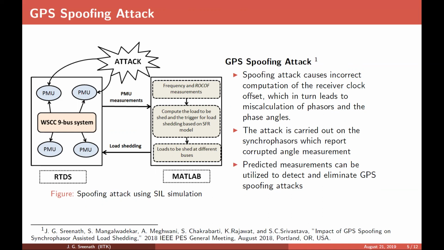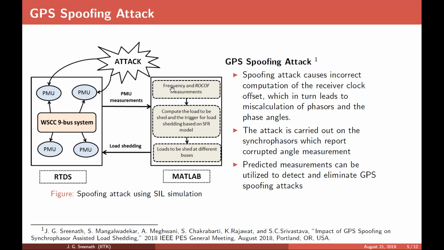So here we study the impact of the GPS spoofing attack on synchrophasor assisted load shedding. The WSEC 9-bus system is used to study this scenario. The attack is simulated on RTDS, on the WSEC 9-bus system. You have multiple PMUs connected. So you create an attack scenario. What happens when you create an attack is that the phase angle measurements get affected. The phase angle measurement also affects the frequency and rate of change of frequency measurements.